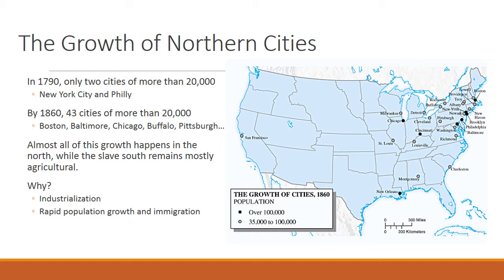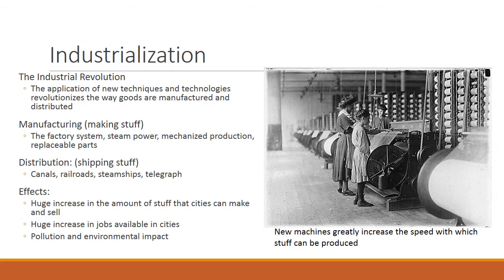So it happens in the north rather than the south because the south stays committed to slavery and to farming. But in the north, they basically adopt this system of manufacturing known as industrialization, which we'll talk more about in a little bit. But there's also a huge population growth, partially due to immigrants from Europe. So let's talk first about industrialization.